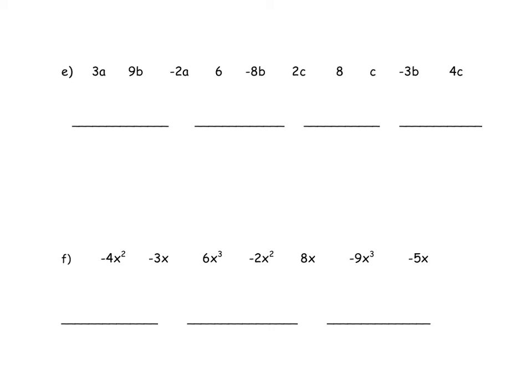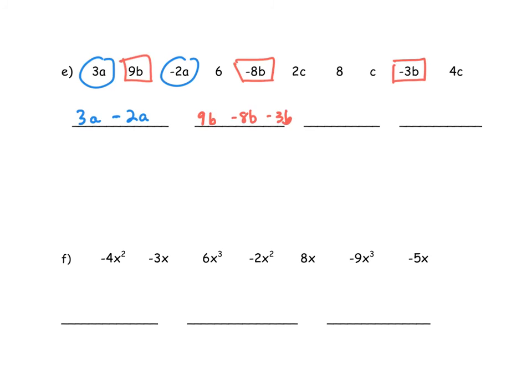If you recall, we're supposed to write these alphabetically when we are given different variables. So what do you think should be on the first line? 3a and negative 2a are the only terms that have a. What should be on the second line? You should have 3 terms on this line, 9b, negative 8b, and negative 3b.